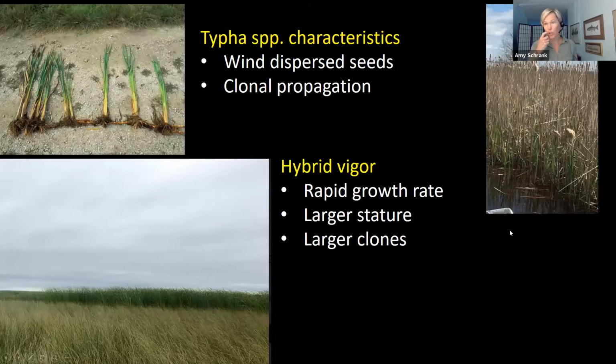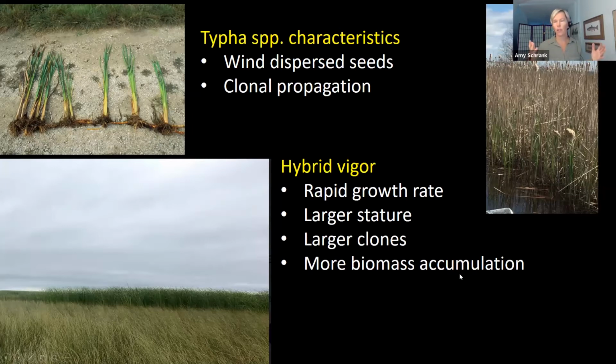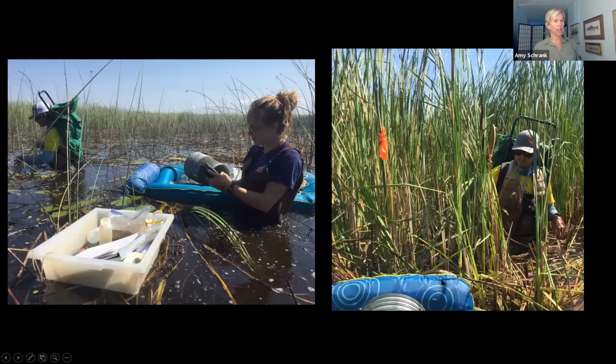It also forms larger clones, so bigger, larger clones than either parent species. And because it grows taller and faster, it has more biomass accumulation. So all that dead cattail accumulates more readily. Another good example of what this looks like in the environment, these are two researchers working in a native nearshore plant zone. You can see there's bulrush, there's lily pads, probably some coontail in here.